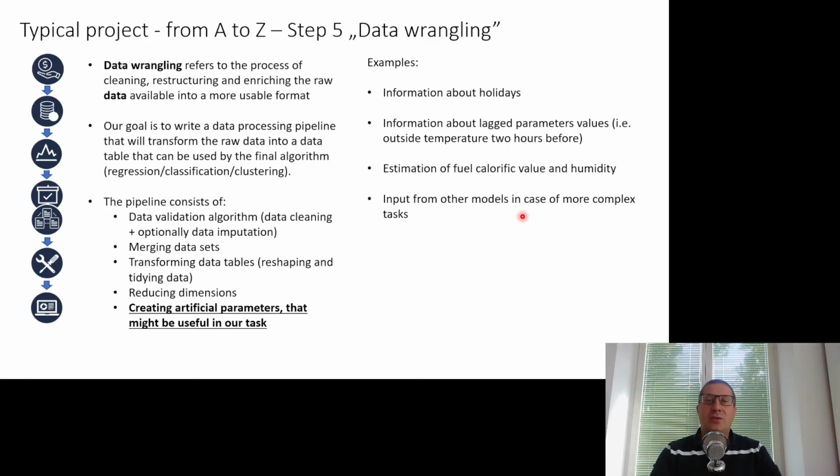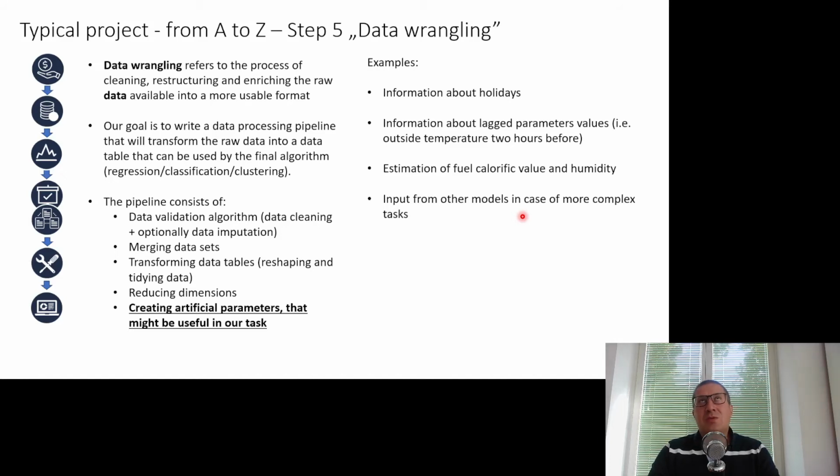We can try to introduce lagged parameters, the parameters that are shifted in time into our data, to give the possibility to our algorithm to catch the process dynamics. We can try to estimate the fuel calorific value by looking at, if it's the power plant, how much megawatts we are producing and what is the fuel flow. And based on this, we can try to estimate the fuel calorific value.